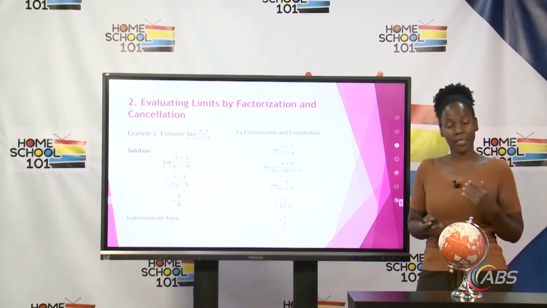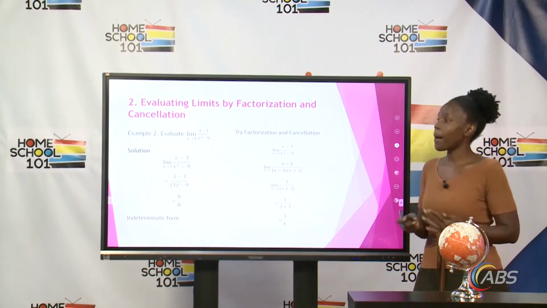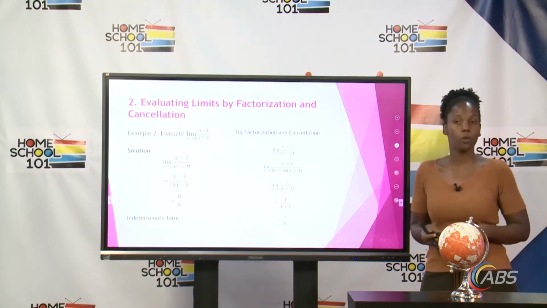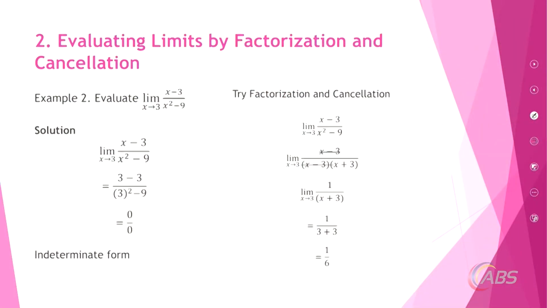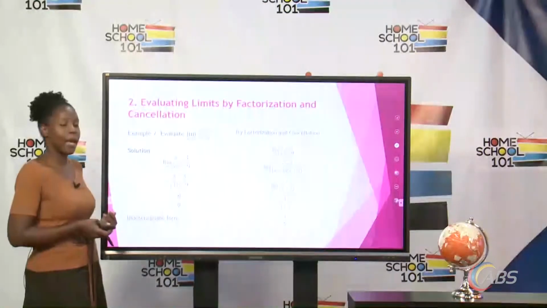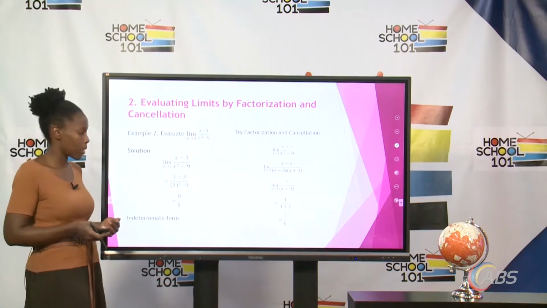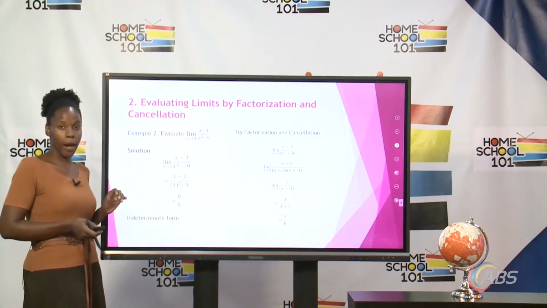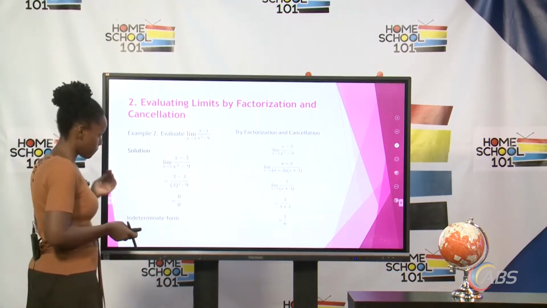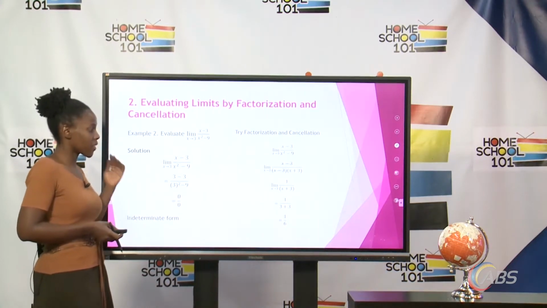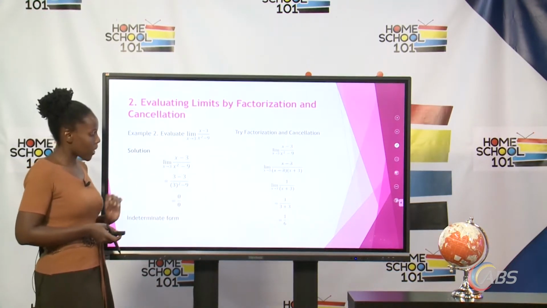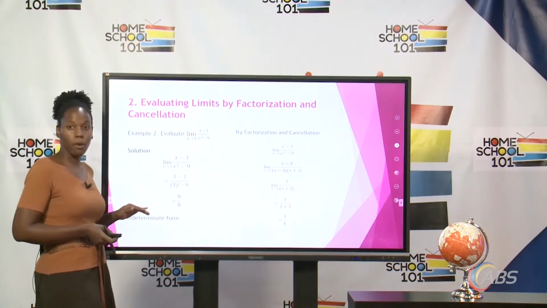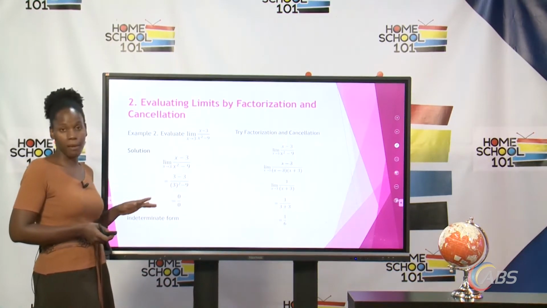So what we would need to do is to find another way in order to evaluate this limit. And this brings us to our second method, which is to evaluate by factorization and cancellation, followed by direct substitution. If we look at this example, it states evaluate the limit of x minus 3 divided by x squared minus 9 as x tends to 3. We first try direct substitution. If I substitute x for 3 into this function, I would end up with a value of 0 divided by 0. And this is what we consider an indeterminate form.